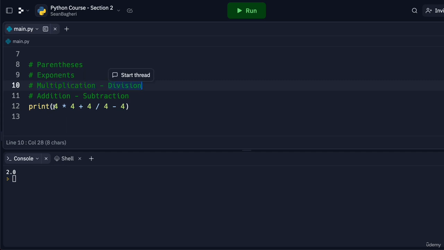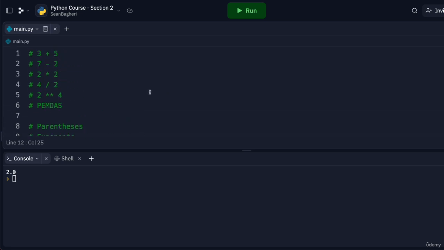Now the problem is that we have multiplication and division. But multiplication happens first because it's on the left. Then we're going to get the division, which is 4 divided by 4. So basically we get 4 times 4, which is 16, plus 4 divided by 4, which is 1, so 17. And then minus 4, the addition and subtraction. That's 17 minus 4, which is 13.